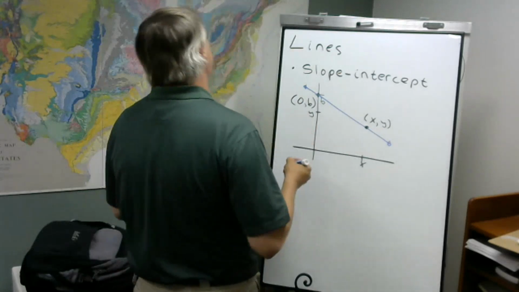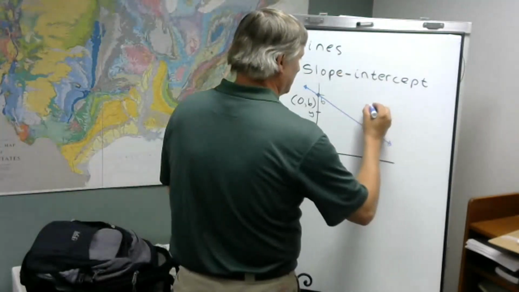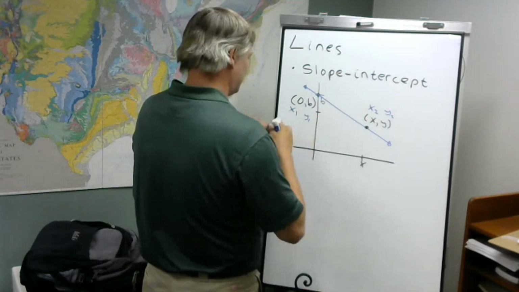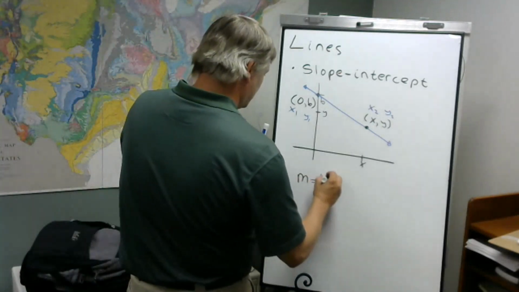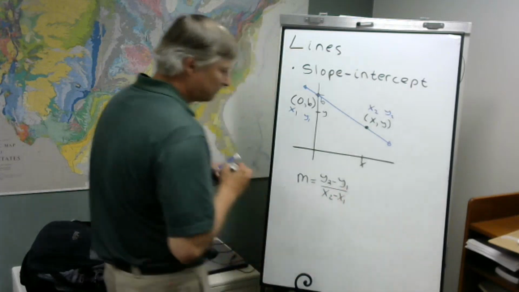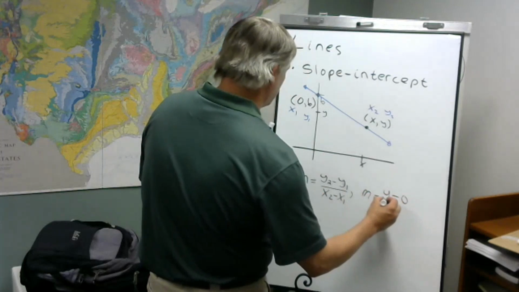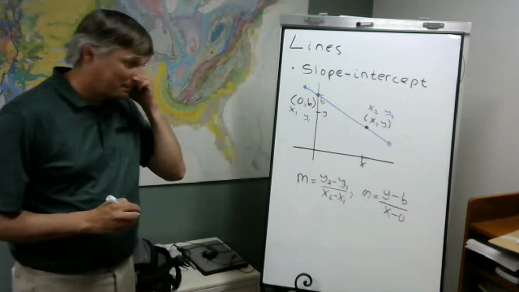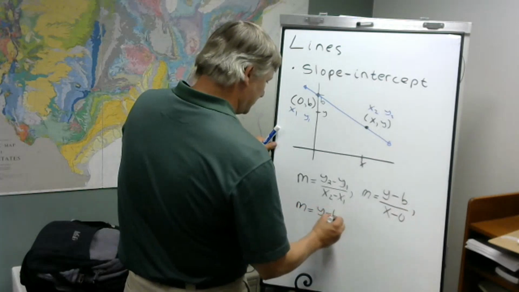So again, let's call this C. Let's say we want to make this one our second one, this one the first one. In our slope formula, m is y2 minus y1 over x2 minus x1, which becomes y minus b over x minus 0. Now, x minus 0 is just x. So we get m is y minus b over x.